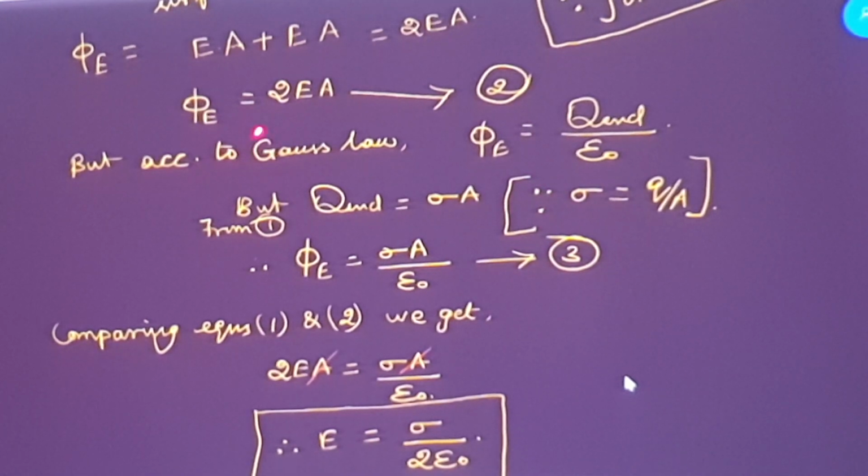Now take equation 2 and equation 3. In equation 2 you are getting phi E is equal to 2EA, and in equation 3 also phi E is equal to sigma A by epsilon 0. So both the left hand sides are equal, and you can equate both the right hand sides. On equating, we can write 2EA is equal to sigma A by epsilon 0. A will get cancelled. So E is equal to sigma divided by 2 epsilon 0.